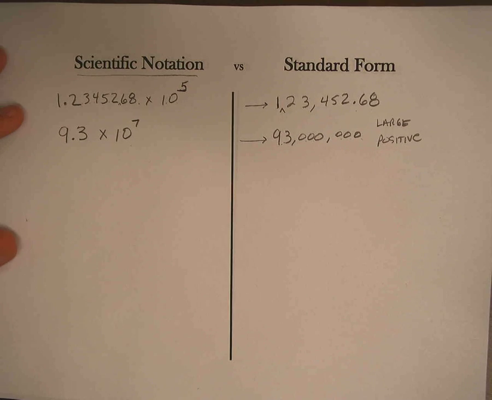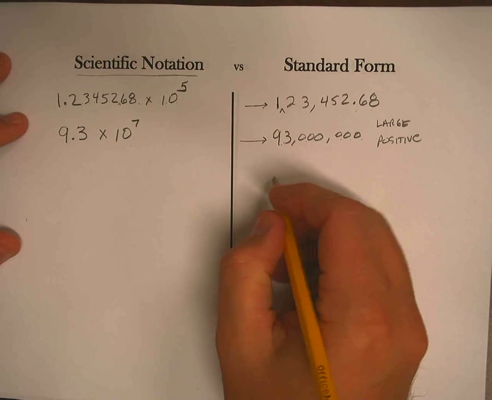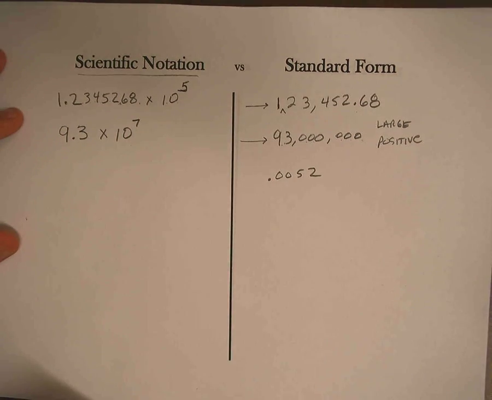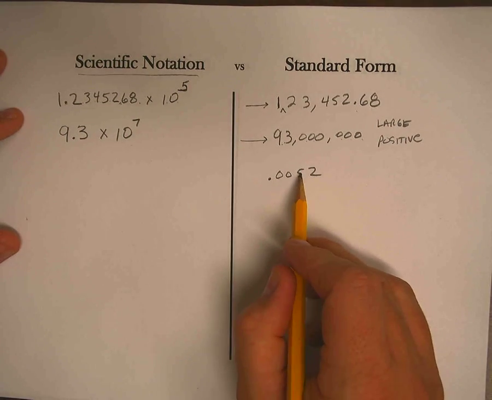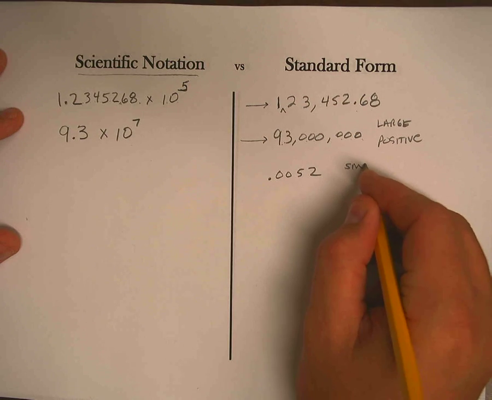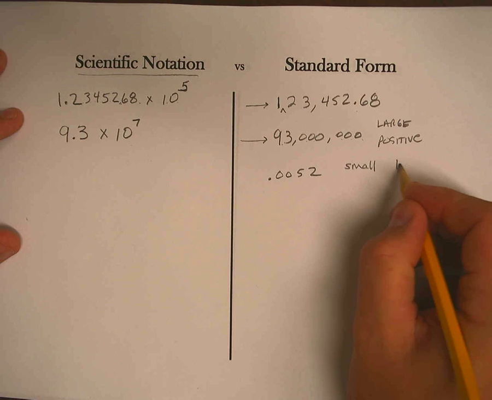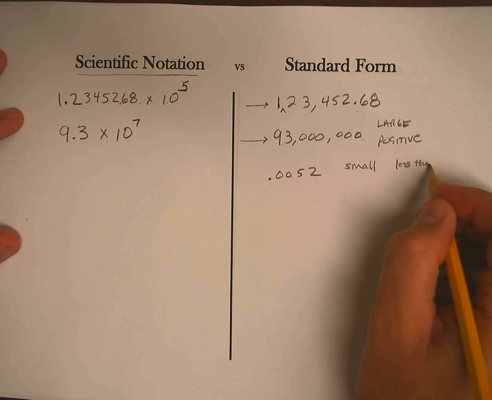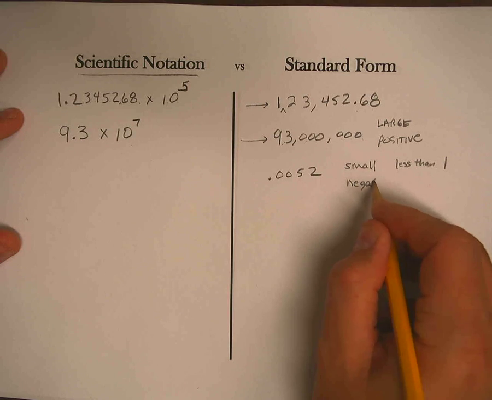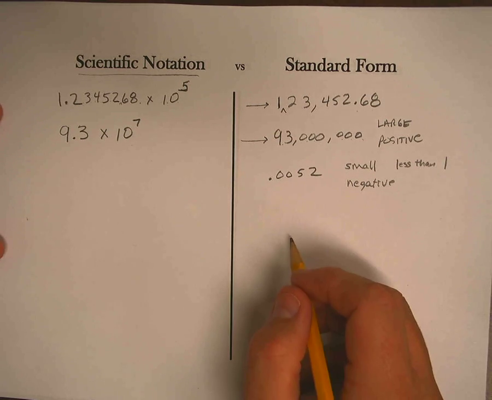Well, let's examine some small numbers. In standard form, 0.0052. 10 hundreds, thousands, 10,000. So 52 10,000s. We're looking at a small number. It is less than 1. So we'll be looking at a negative exponent. Keep that in mind as we check what we do.